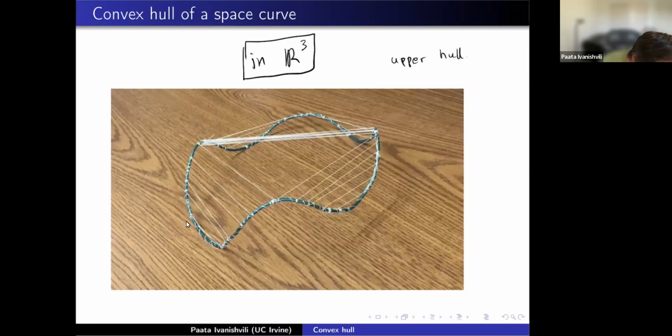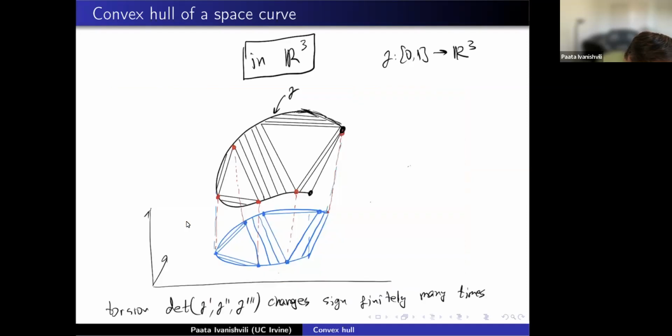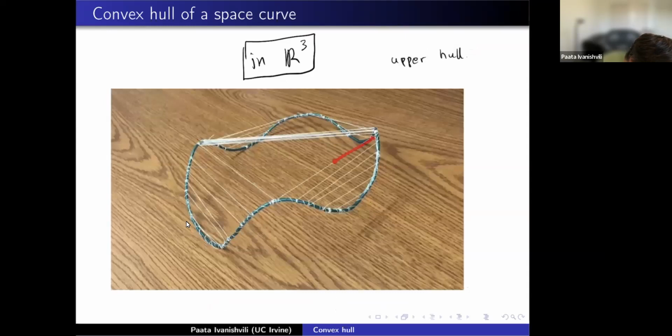And the upper boundary of the convex hull looks like this. What I was drawing here, if you see this triangle, it's something like this triangle, and there is a linear part. If you ask how the lower hull of this space curve looks, what do you do below? Maybe you connect by chords like this, and then there will be one triangle sitting there, just joining these points.